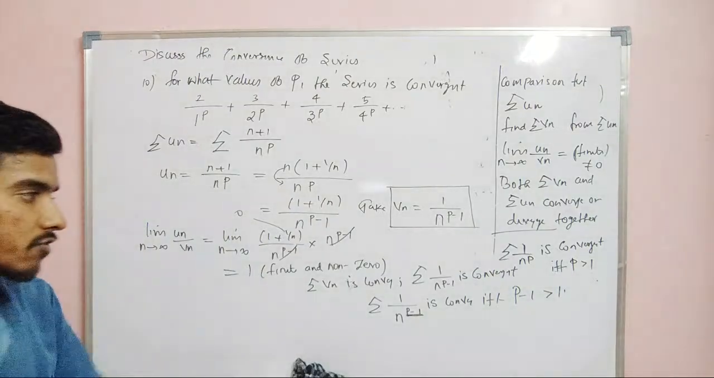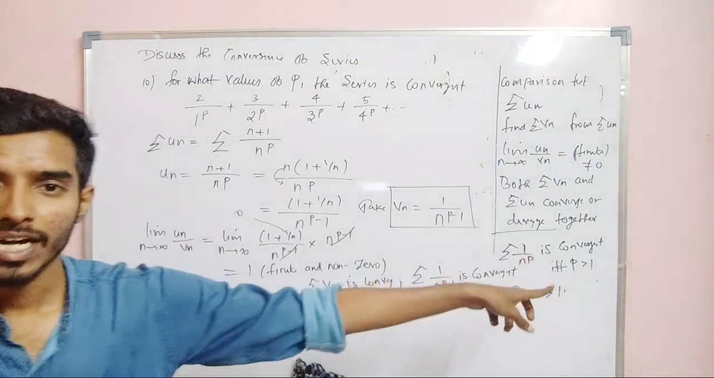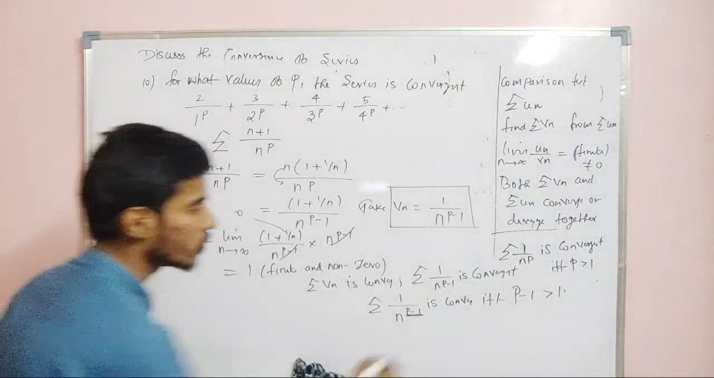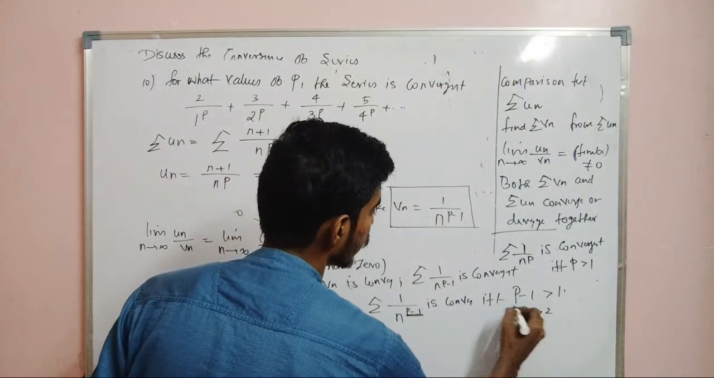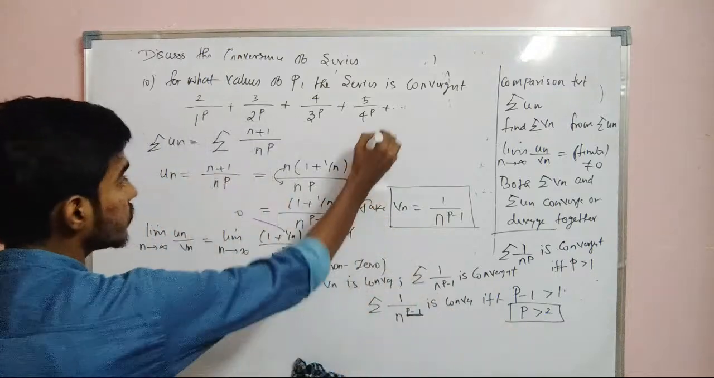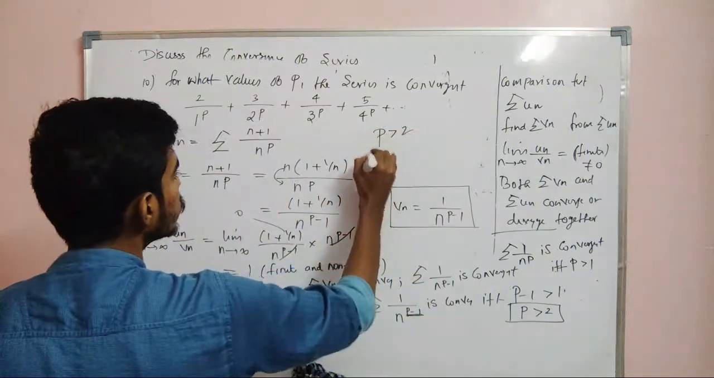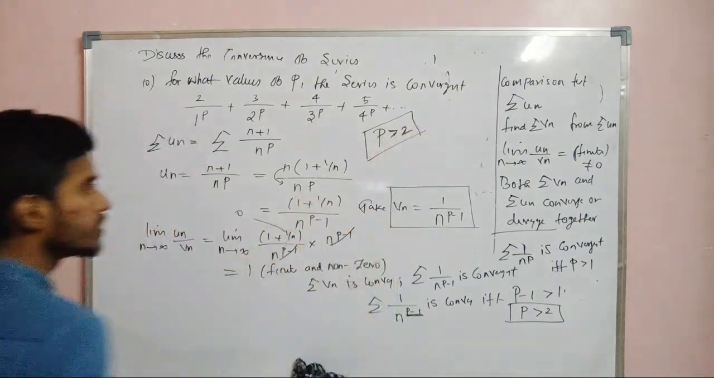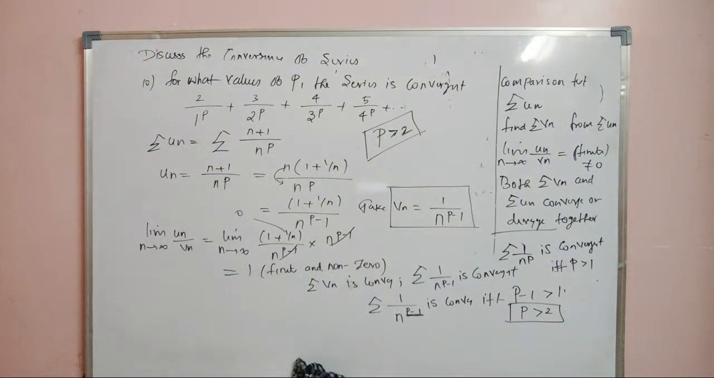And see, if you have p here, the power has to be greater than 1. But here the power is p minus 1. Therefore, p minus 1 has to be greater than 1. That means p has to be greater than 2. So if p is strictly greater than 2, then the series is convergent, right?